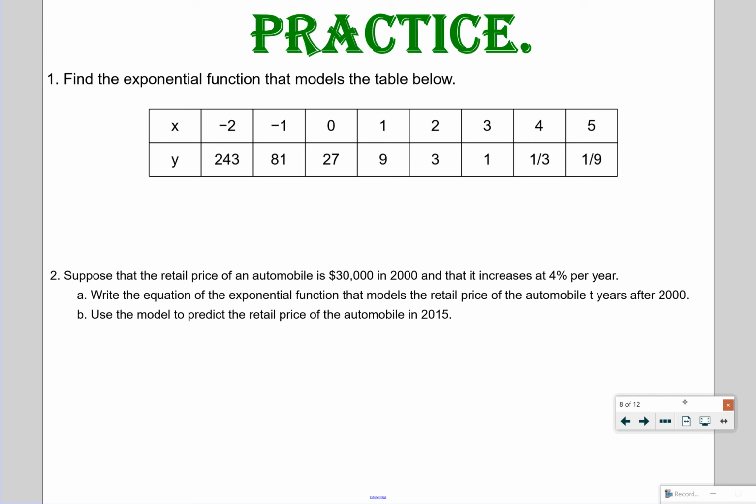All right, so let's look at number 1. Again, we want to use the formula y equals a times b to the x. If you have a table of values or a set of points, a is your x value equal to 0 or your y-intercept. So we can find that here. My a is 27. So I've got y equals 27.